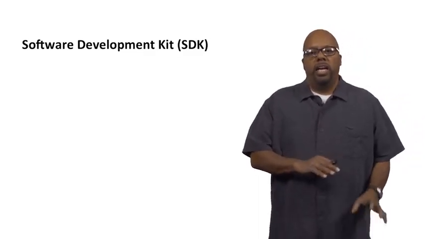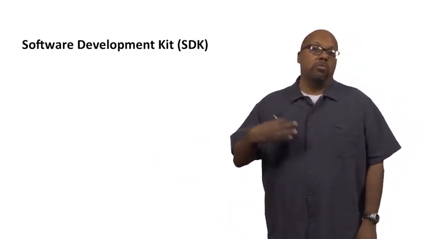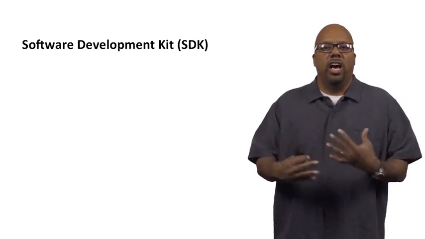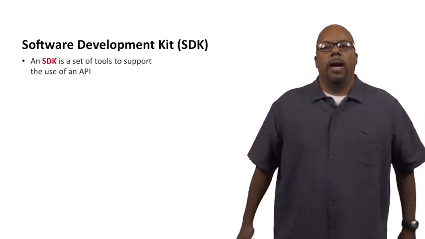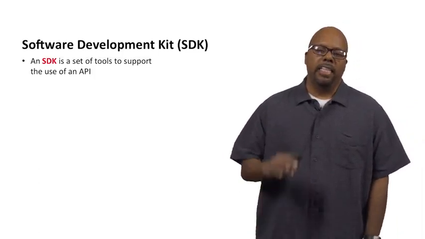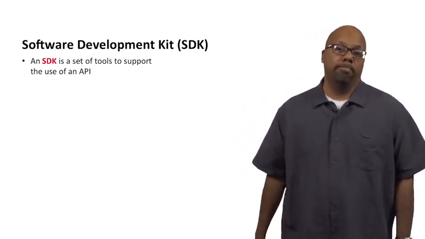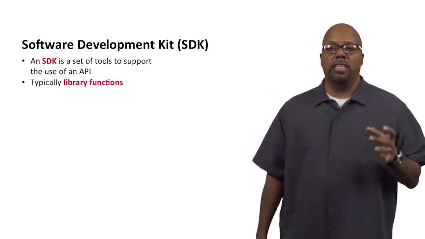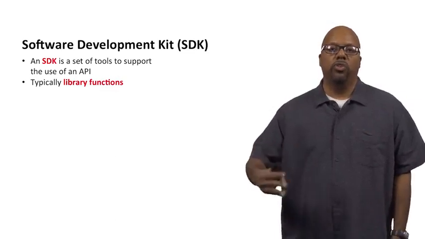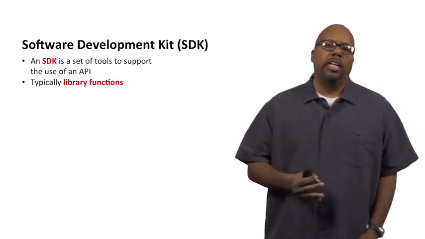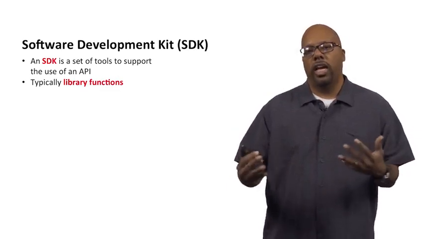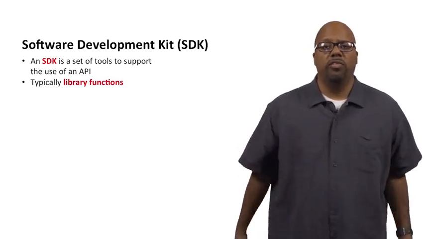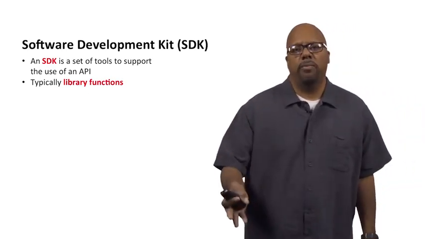Now, API is one term. SDK is another term that is related in this context. Software Development Kit. Now, there's a broader definition outside of network protocols, but in our scope, SDK is a set of tools to support the use of an API, put it like that. Now, that can mean different things. Typically what it means is a bunch of library functions that support the use of the API. So an API just tells you the format, what the messages should look like and how they should be formatted. The SDK is typically a bunch of library functions that adhere to that API.